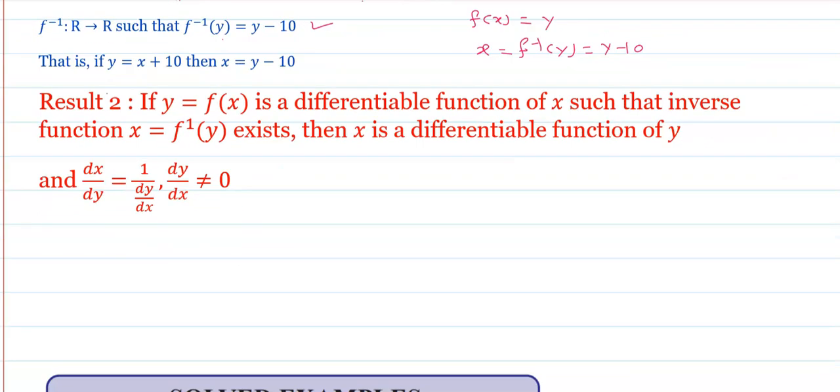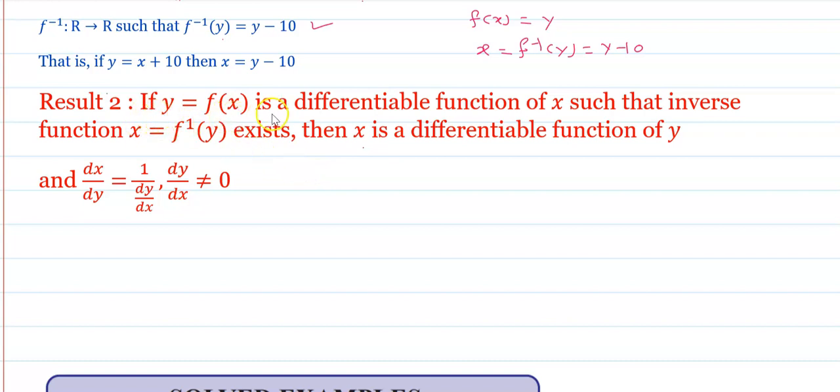If y is equal to f of x is a differentiable function of x such that the inverse function x is equal to f inverse of y exists, then x is a differentiable function of y, and hence dx upon dy is equal to 1 upon dy by dx, where dy by dx is not equal to 0. Okay, again I will repeat this statement.